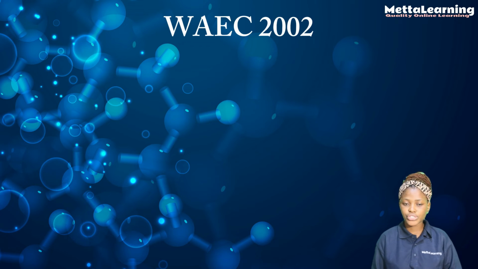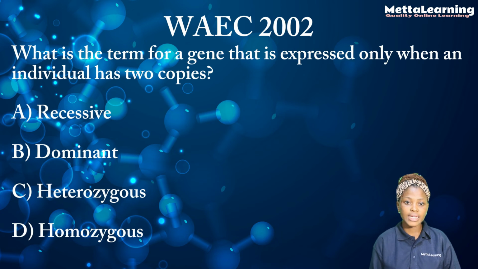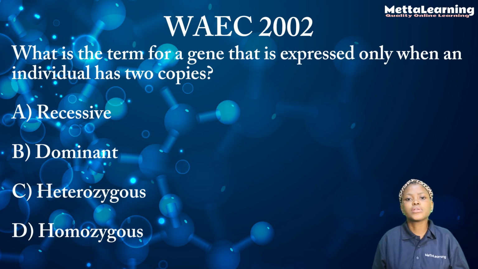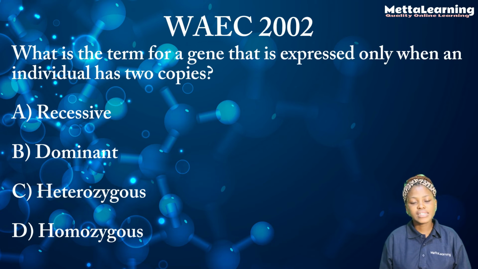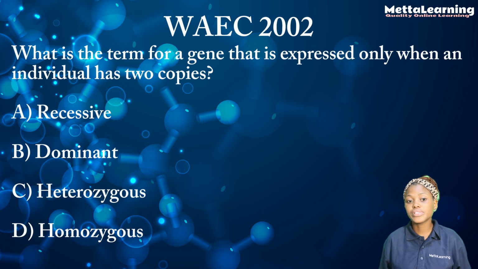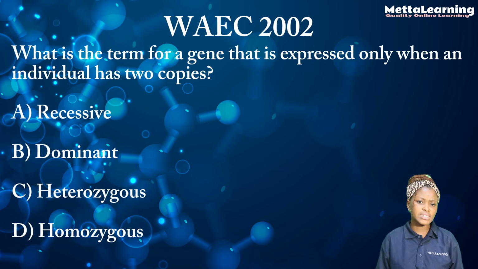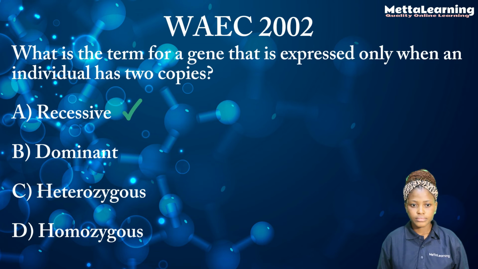2002, objective question 20. What is the term for a gene that is expressed when an individual has two copies? Option A, recessive. Option B, dominant. Option C, heterozygous. Option D, homozygous. Recessive, option A, is the correct answer.